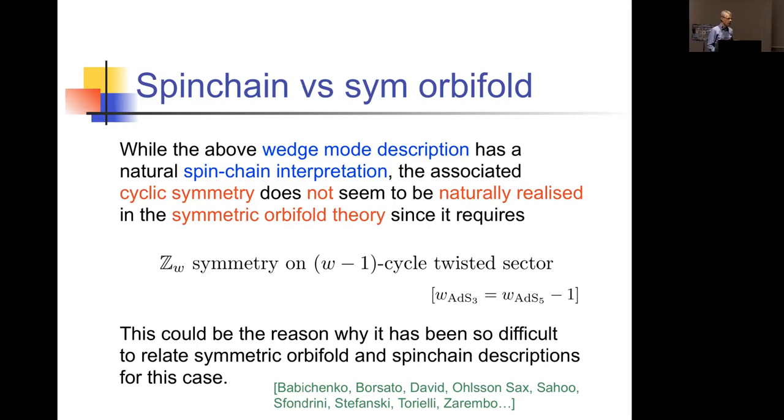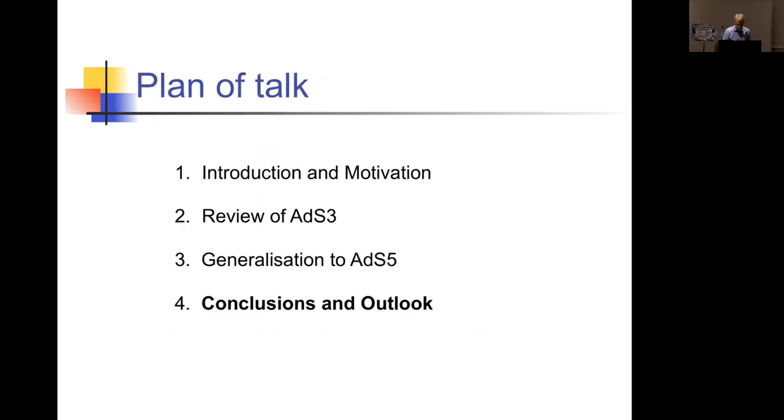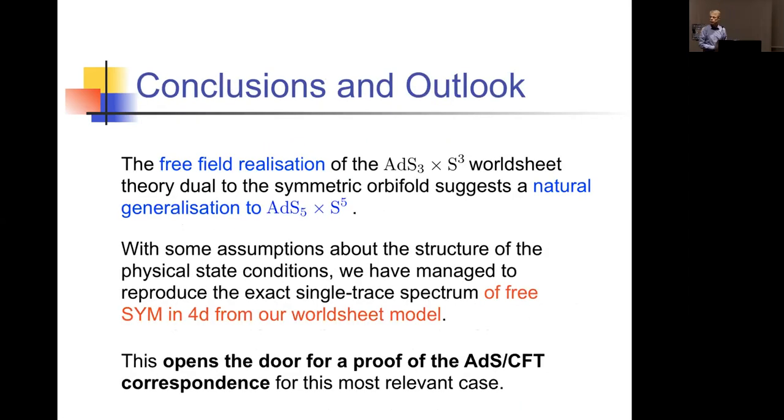Also, this really only refers to the AdS3 cross S3 bit. It doesn't see the T4. So again, that's probably also part of the reason why it's proven so difficult to make this correspondence precise. Now, I've been given 1 minute, so let me just conclude.